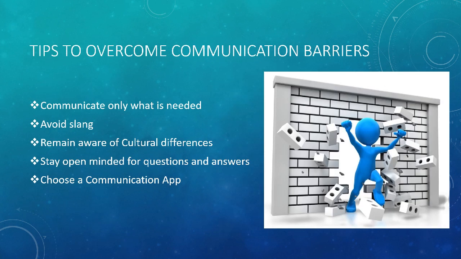Now let's see tips to overcome communication barriers. First one is communicate only what is needed. You always have to talk or write only what is needed. Don't write unnecessary information, don't try to put in unnecessary or unwanted information. Avoid slang. Remain aware of cultural differences and stay open-minded for questions and answers. Choose a communication app. You have to choose a channel or communication app which can be useful for both the sender as well as the receiver.